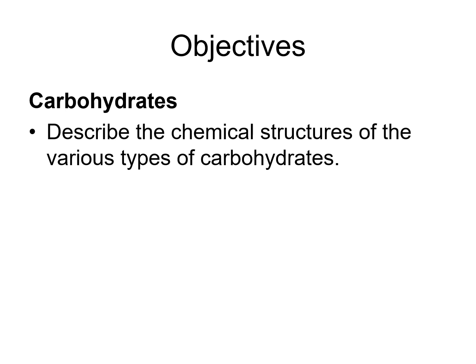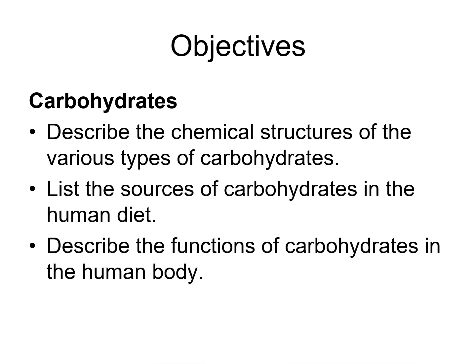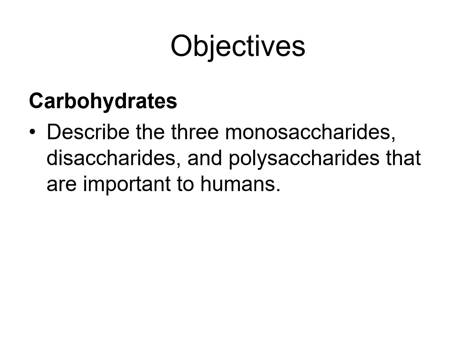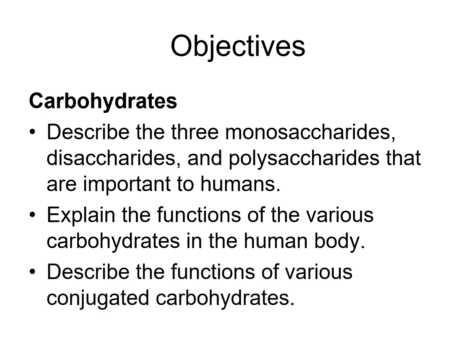Your learning objectives are as follows. Describe the chemical structures of the various types of carbohydrates. List the sources of carbohydrates in the human diet. And describe the functions of carbohydrates in the human body. Describe the 3 monosaccharides, disaccharides, and polysaccharides that are important to humans. Explain the functions of the various carbohydrates in the human body. And lastly, describe the function of various conjugated carbohydrates.